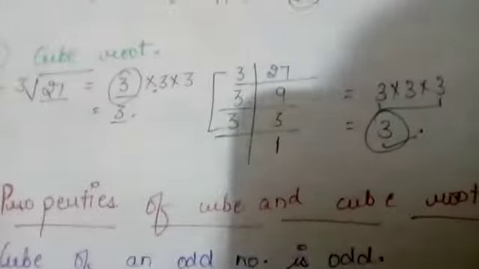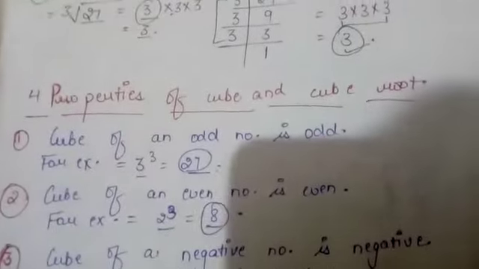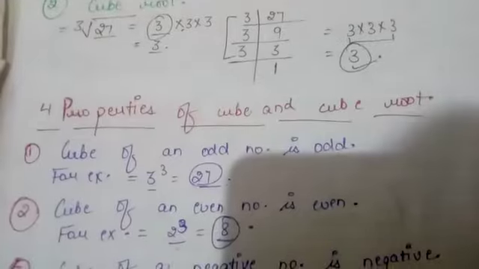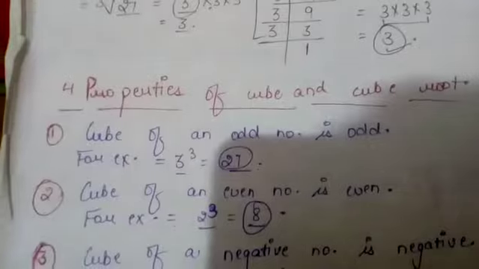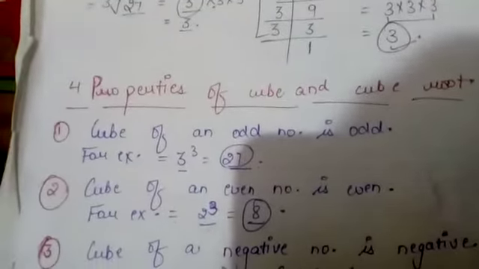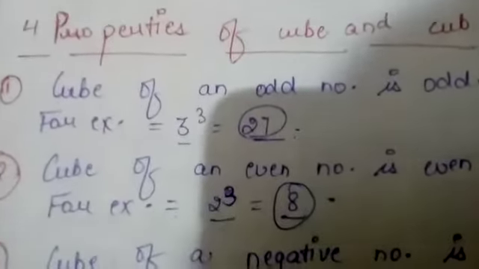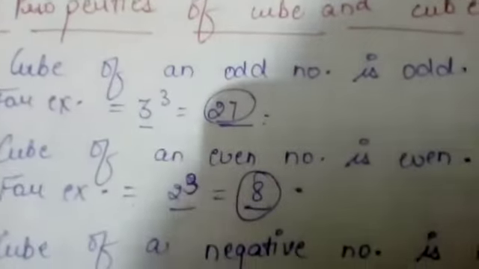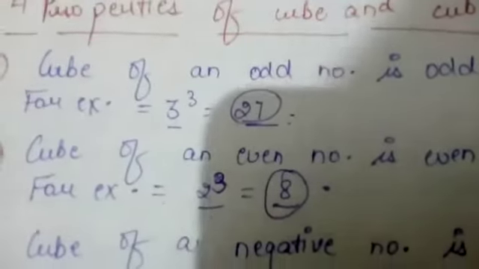Okay, now we study 4 properties of cube and cube root. First property, the cube of an odd number is odd. What is the meaning of this? See, if we take an odd number and we have to find the cube of that number, the cube of that odd number will be odd. For example, we take a number 3. The cube of 3 is 27. So 3 is an odd number and 27 is also an odd number.